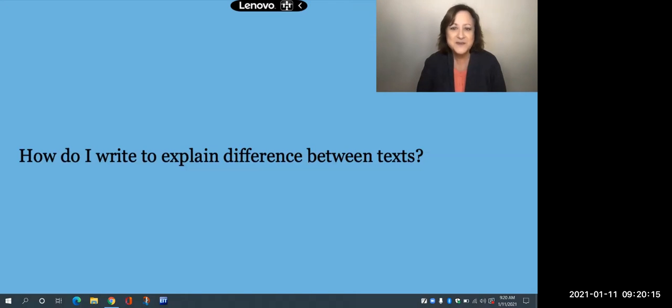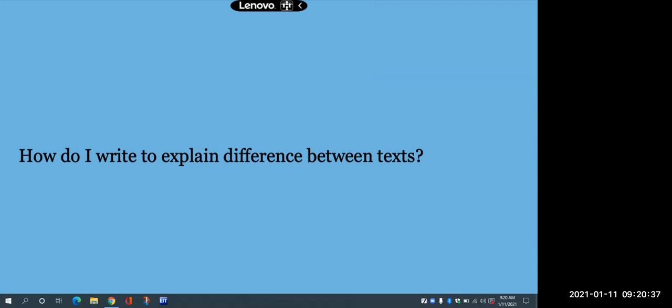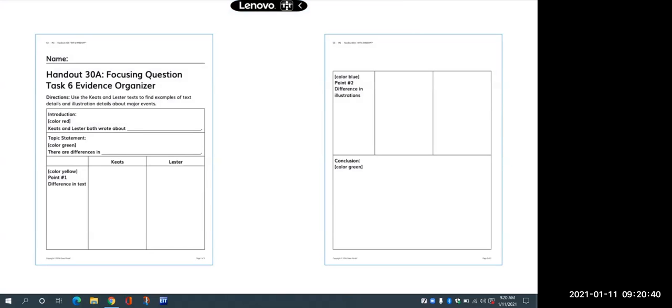As you work on your focusing question task, I'd like you to keep this question in mind. How do I write to explain differences between texts? Before you begin writing your paragraph, you're going to be able to choose your very best points that explain the differences between these two texts. Pause here to grab handout 30A, the Focusing Question Task 6 Evidence Organizer that you've already completed. And be sure to grab your journal and pencil as well. Just hit play when you're ready to continue.